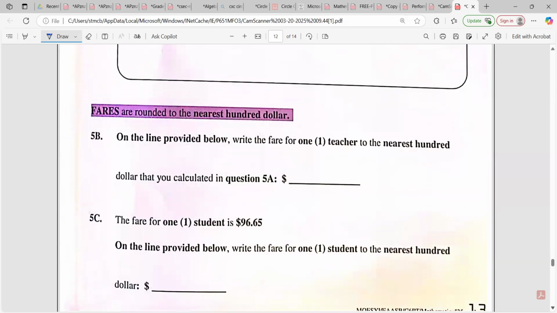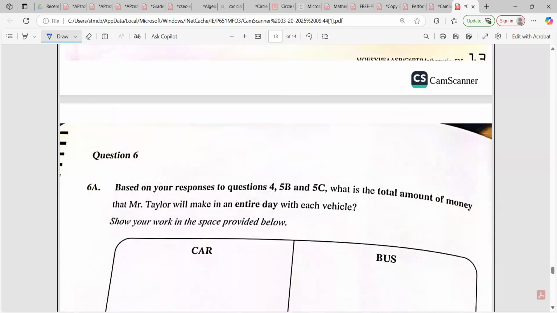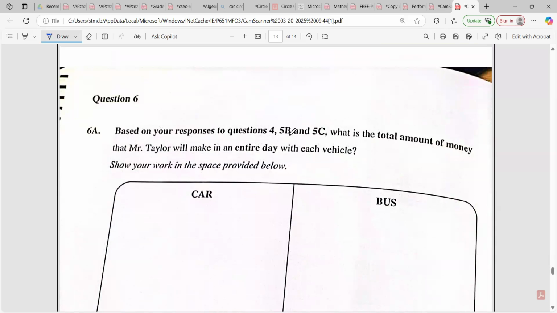This is where I think 5B, on the line provided below, write the fare for 1 teacher to the nearest 100. Now it was $193.50. The nearest 100 would have been $200. All right. 5C said the fare for 1 student is 96.65. On the line provided, write the fare to the nearest 100. So this should actually be $100. And I think that's where I made a little error down here because I did not acknowledge that they said for 5B. So 5B and 5C, yeah.